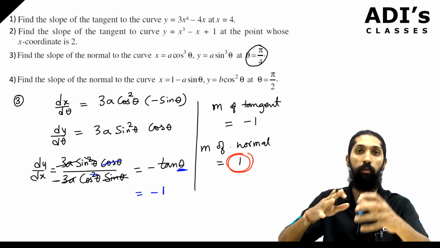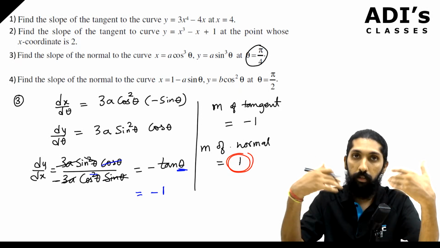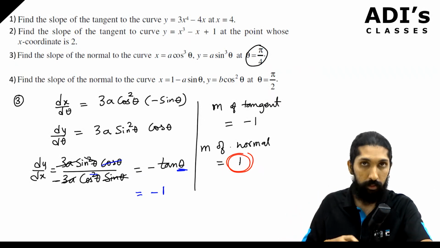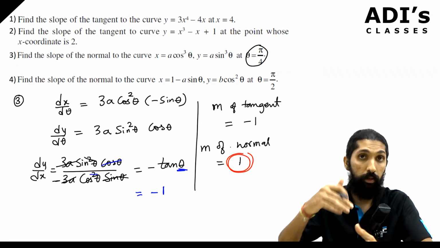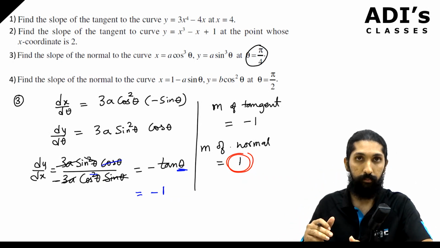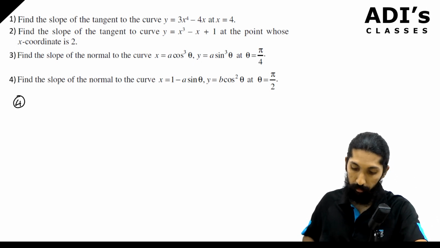That's all. Always, to find the slope of the normal, first find the slope of the tangent, then take the negative reciprocal. Fine. The fourth one is pretty much the same, so I think you guys can go ahead and try it. All right, now let me also do the fourth one. See the fourth one, slope of the normal again.